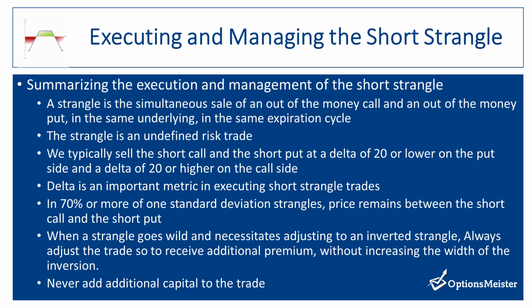The short strangle has two break-even price points. On the call side, add the amount of total premium collected to the strike of the short call. On the put side, subtract the amount of total premium collected from the strike of the short put. In one standard deviation strangles, price remains between the short call and the short put 68% or more of the time. When a strangle goes wild and necessitates adjusting to an inverted strangle, always adjust the trade so as to receive additional premium, without increasing the width of the inversion. Never add additional capital to the trade.